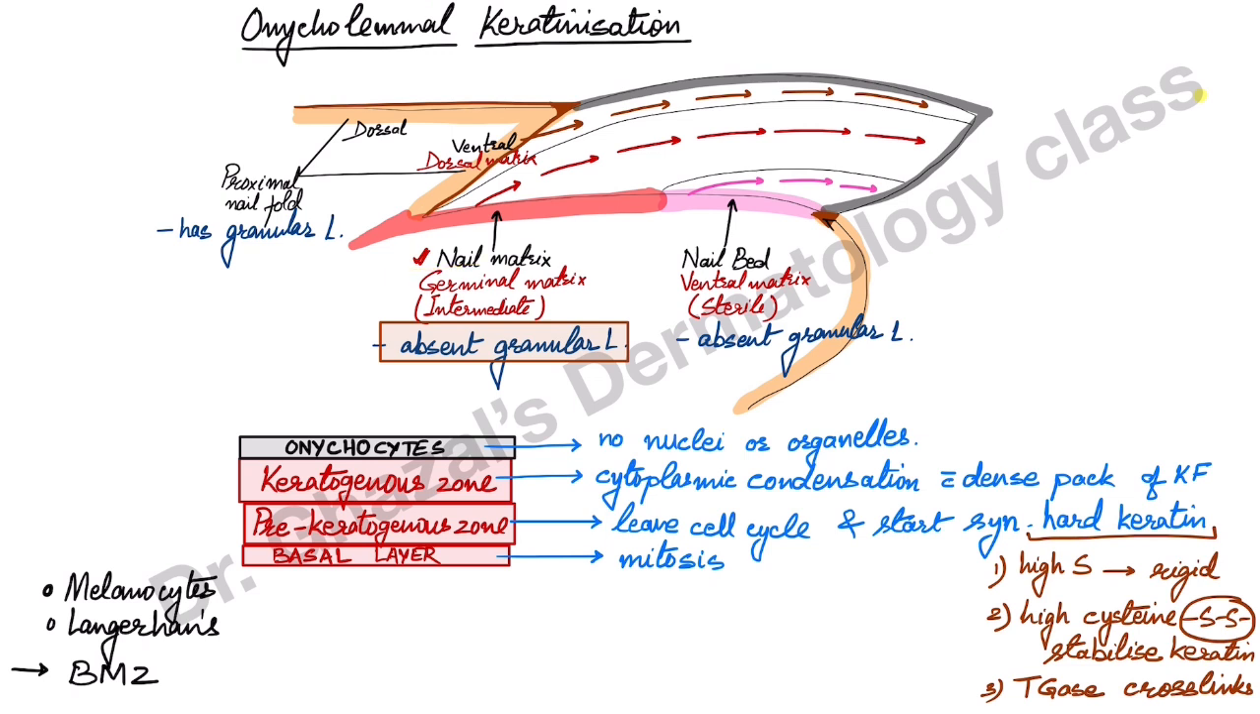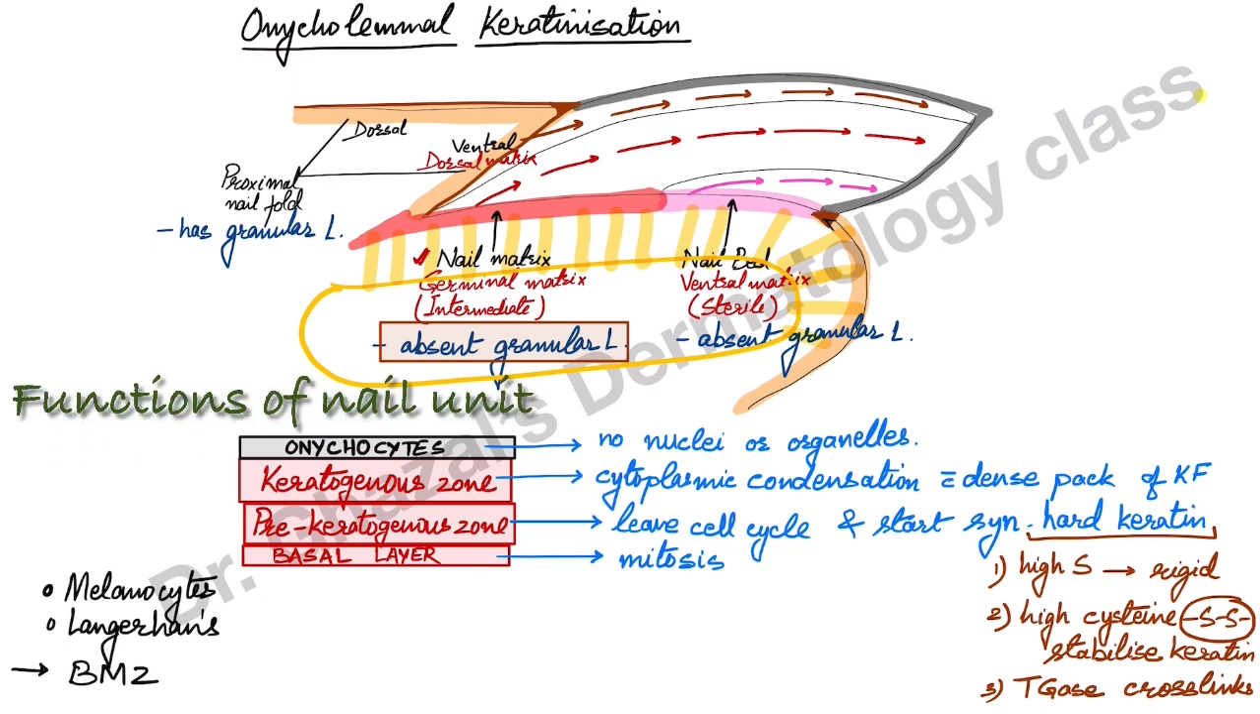Now, below the basement membrane zone is the collagen. These collagen, if this is the bone of the finger, the collagen is oriented vertically. They extend from the basement membrane zone to the periosteum of the bone. So this gives a very dense, compact structure below the nail. This was all about the anatomy and the keratinization of nail.